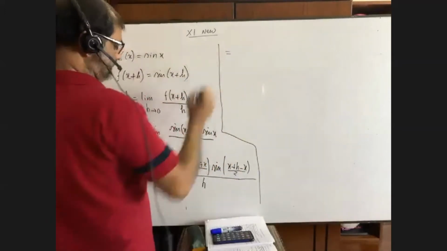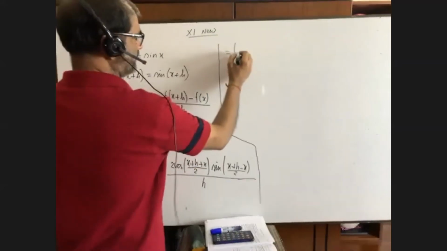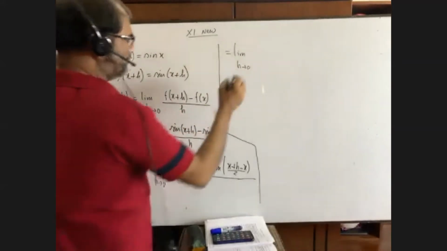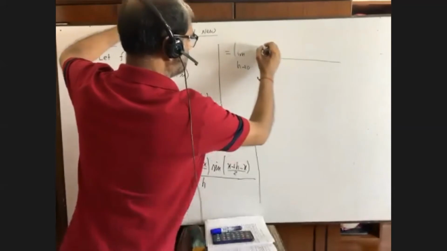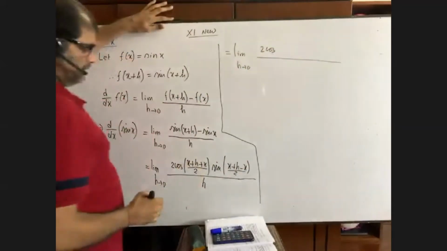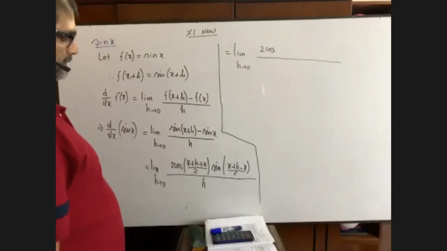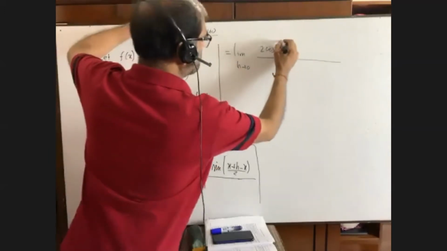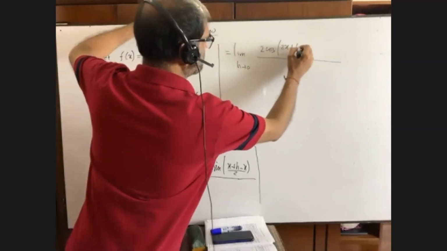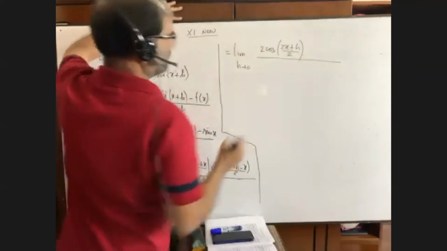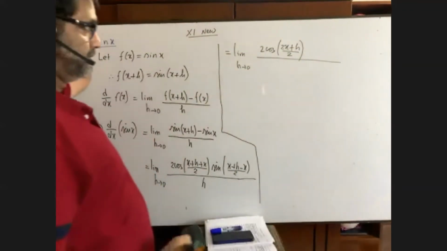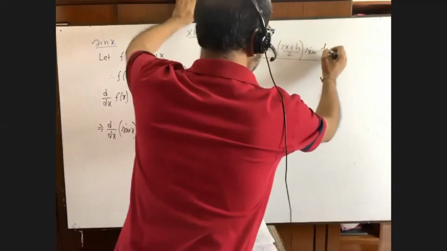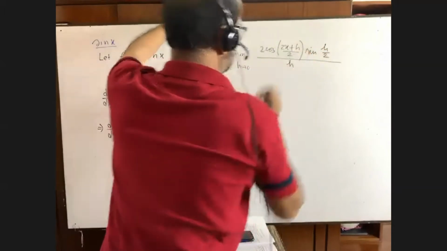Now we can write just calculation. Limit h tends to 0, 2 cosine. What will be here? 2x plus h by 2. Okay, write down. Then it is 2 into sin h by 2, by h.